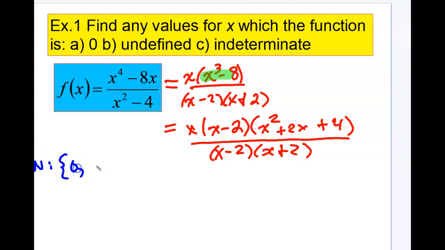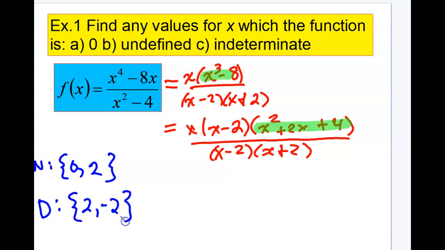So it's going to be 0, 2, and remember, this factor here is prime, so nothing will make that 0. And for my denominator, I have 2 and -2. So now let's answer the question.